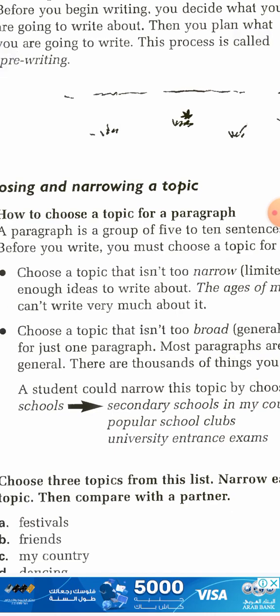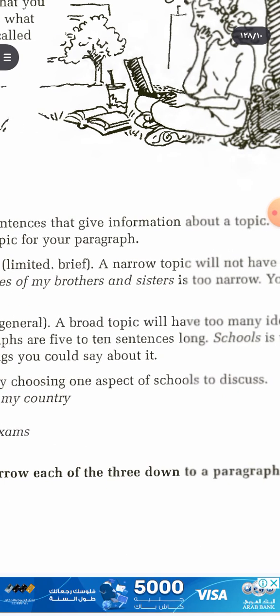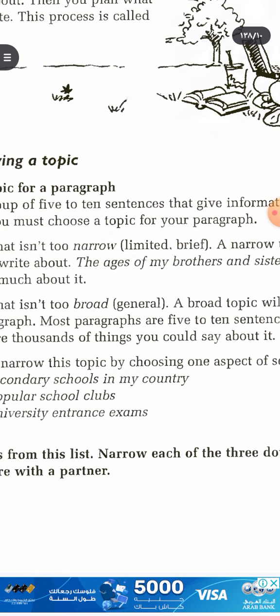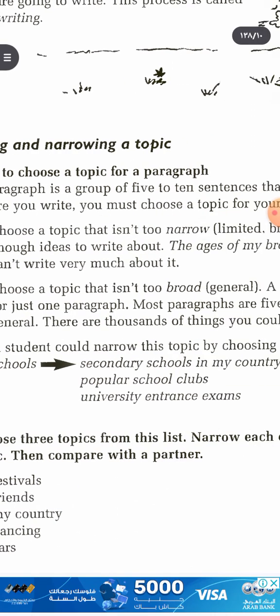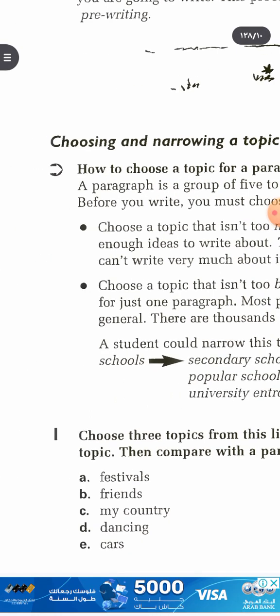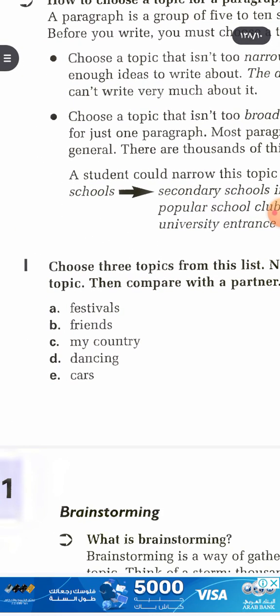Okay, students, look at this example here: secondary schools in my country. If you are going to write about schools, we are going to narrow it down: secondary school in my country, popular school clubs, university entrance exams. Now look at these different topics: festivals, friends, my country, dancing, and cars. How are you going to narrow these topics down?